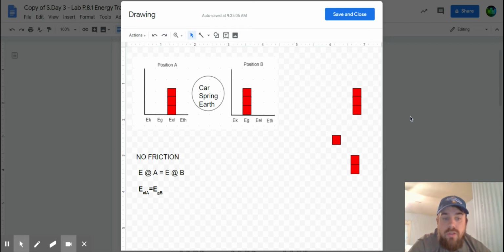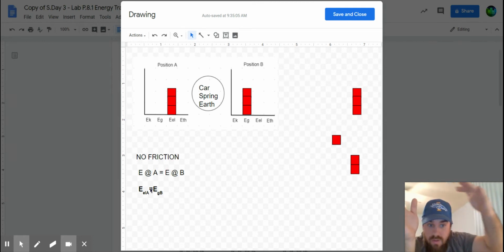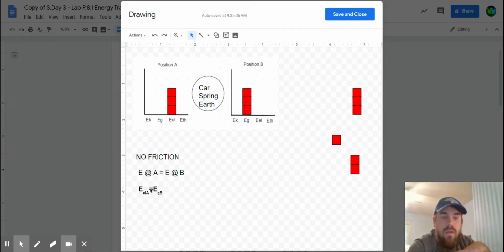So I wanted to remind you that when we had a frictionless track, this is the LOL chart that we made, and this was the resulting equation that we wrote. Was it the elastic energy at position A was equal to the gravitational energy at position B?